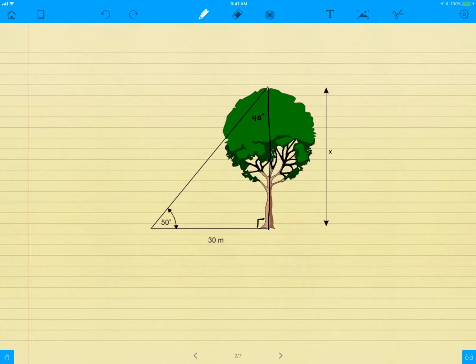So what I can figure out right now, just common sense, is that the height of my tree has to be larger than 30 meters. That's just common sense before you start the problem. You should always think about that, because the bigger the angle, the bigger the wall. Now, I can't just set up a proportion. I can't just set up a fraction where you put the actual angle over the wall that's across from it.